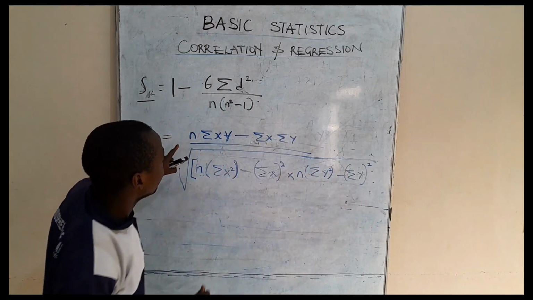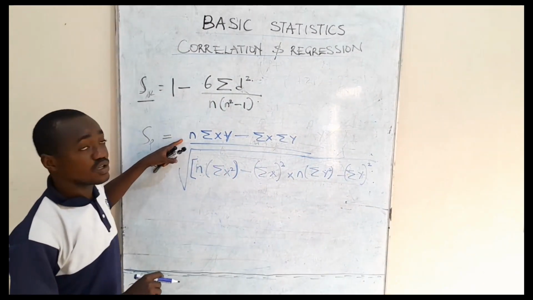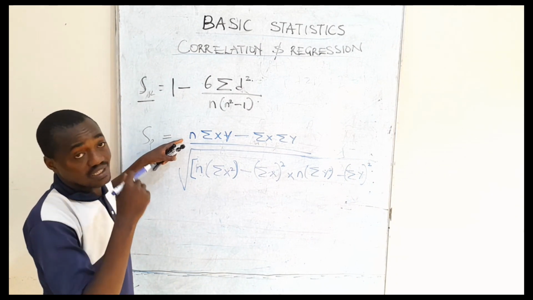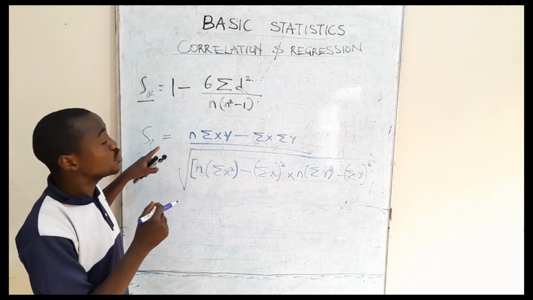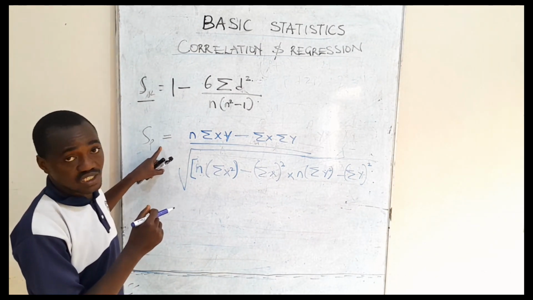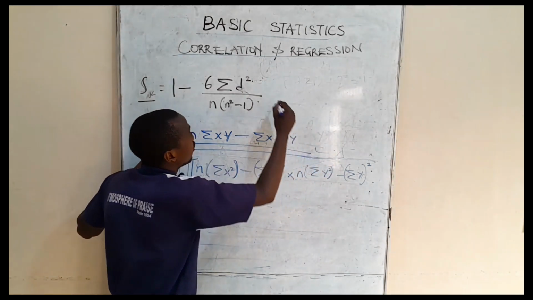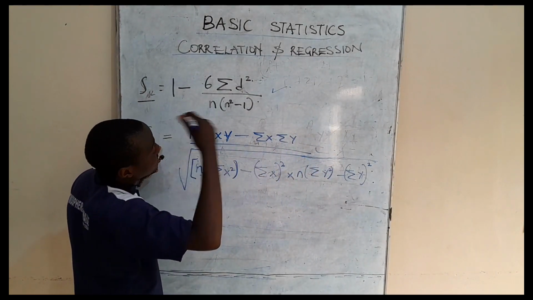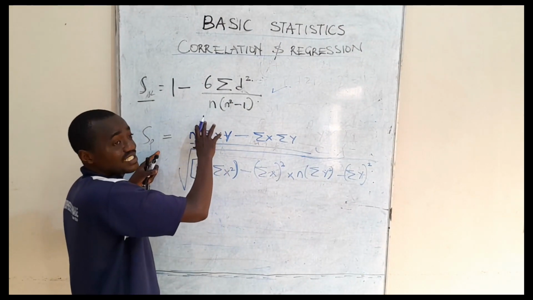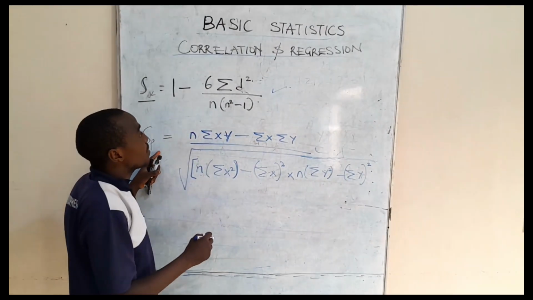So this is the formula for calculating the correlation coefficient using Karl Pearson's product moment. So we use this and this for the scheme. In our next example, we're going to apply this on an example.